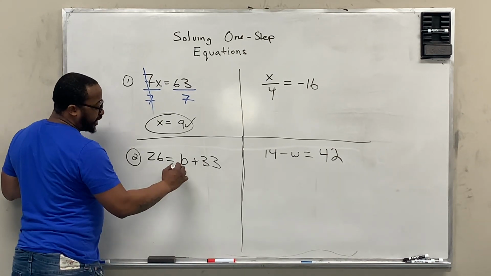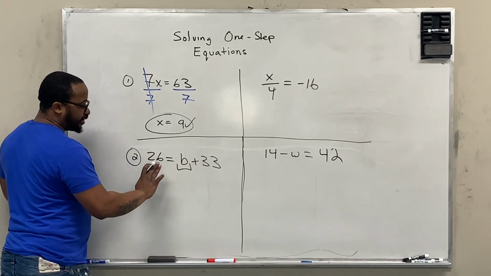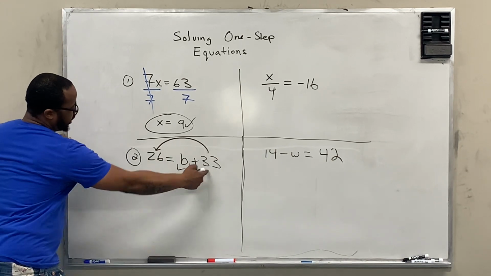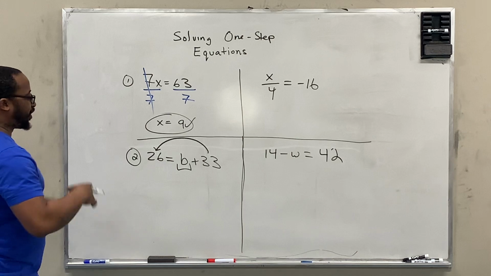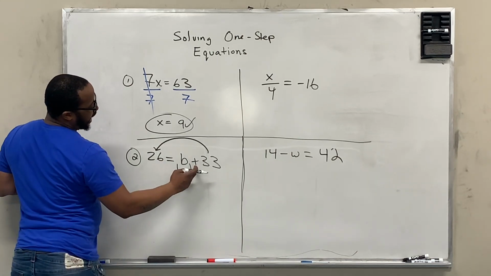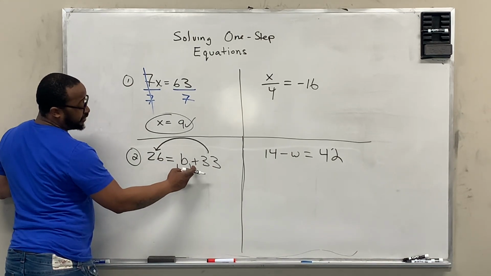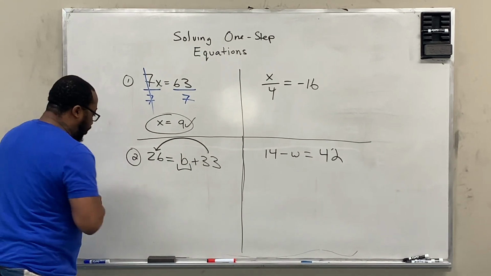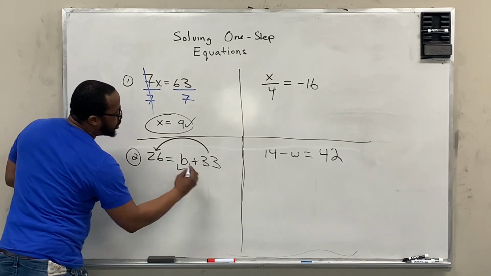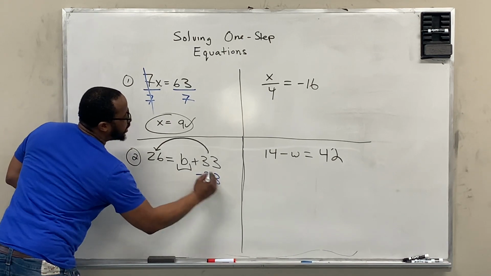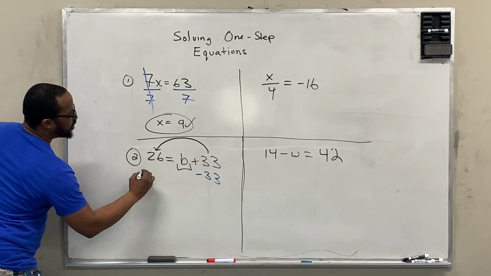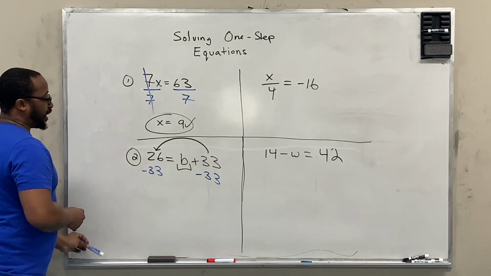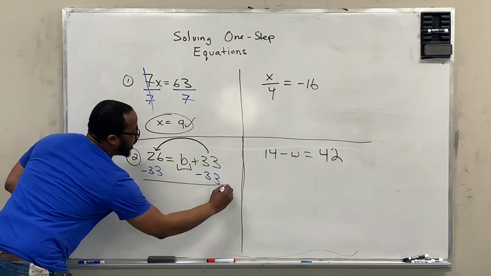Subtraction. I want this b to stay here, so the thing I'm gonna get rid of is the 33. I'm gonna bring this 33 over to 26. To do that, we see that the 33 is positive. For me to bring it across the equal sign, it's gonna turn to the opposite sign. So to take 33 away from here, since it's positive, I have to make it negative on both sides, okay? Now, I draw my line.